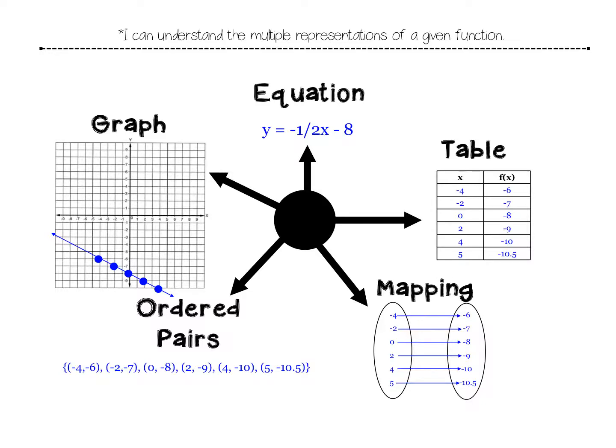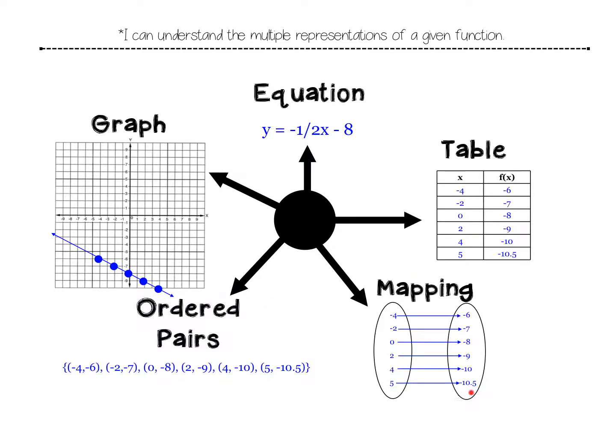So in this class, we're going to have 5 different ways that we represent the same information. So you're used to an equation. I could also put f of x here. I have a table. So for any given x value, if I put negative 4 in, negative 1/2 times negative 4 is 2, and 2 minus 8 is negative 6. So f of negative 4 is negative 6. And if I put negative 2 in, I get negative 7 out, and so on and so forth.